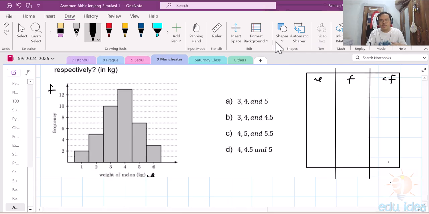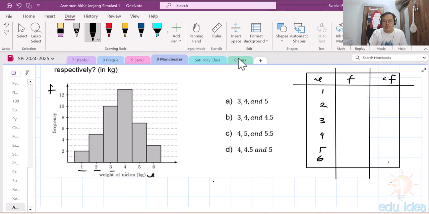Now let's start with the x values, right? The x value is basically just the weight of the melon: 1, 2, 3, 4, 5, 6. And then the frequency: the frequency of 1 is 2, right? The frequency of 2 is 5. The frequency of 3 is 10. The next one is 13. The frequency of 5 is 7. And the last one, 6, is 3.